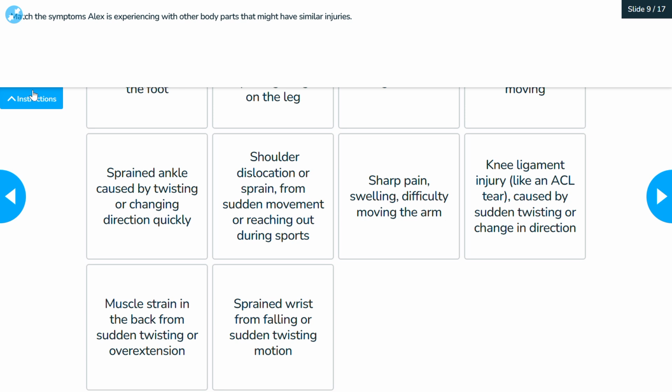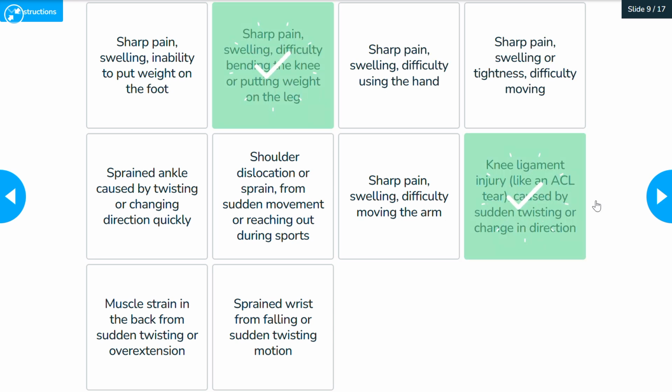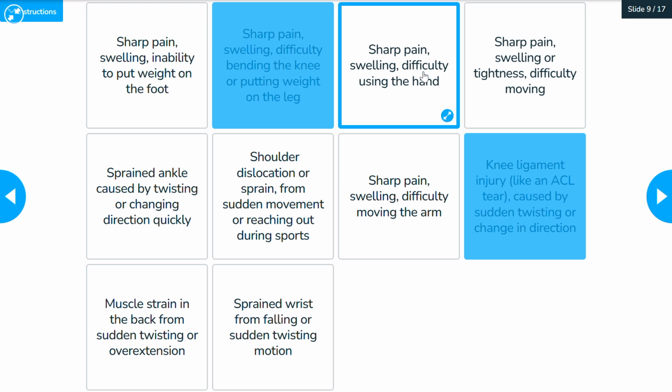This little game right here, they have to match the symptoms that he's experiencing with other body parts that can experience similar symptoms if they are injured. So like a knee ligament injury, like an ACL tear, caused by twisting and this change in direction, would probably be this one right here: sharp pain, swelling, difficulty bending the knee, or putting weight on the leg. If I got those 2 right, they turn green. But if I clicked on sharp pain, swelling, difficulty moving hand, and then clicked on muscle strength at the back, those would turn red. And I'd have to keep on going until they all turn blue.